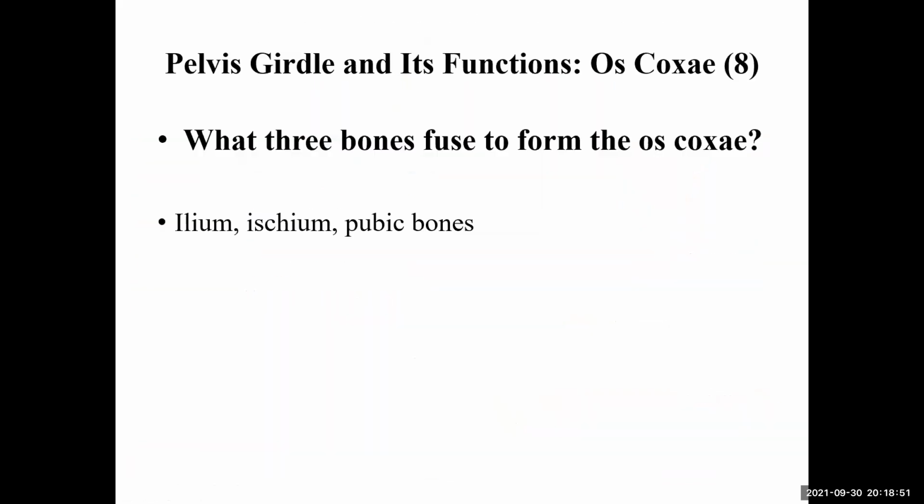All right, so what are the three bones that fuse to form the os coxa? The ilium, the ischium, and the pubic or pubis. All right.